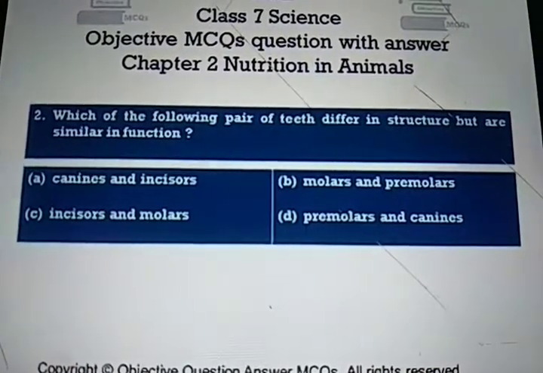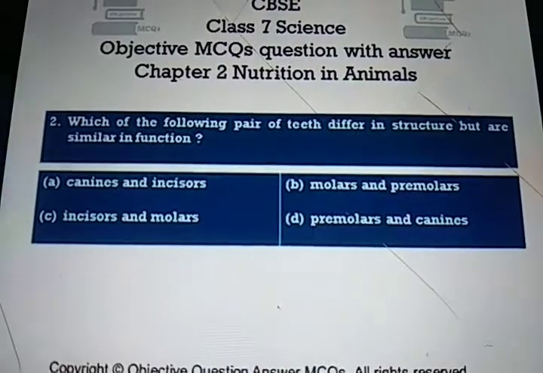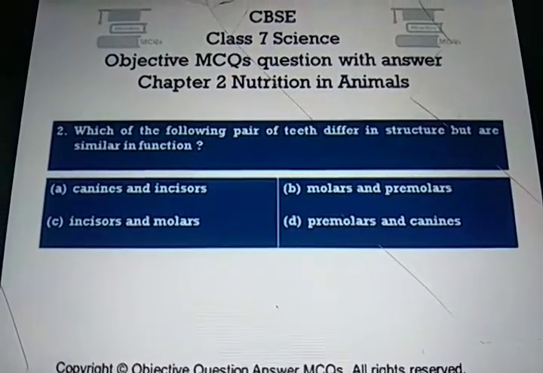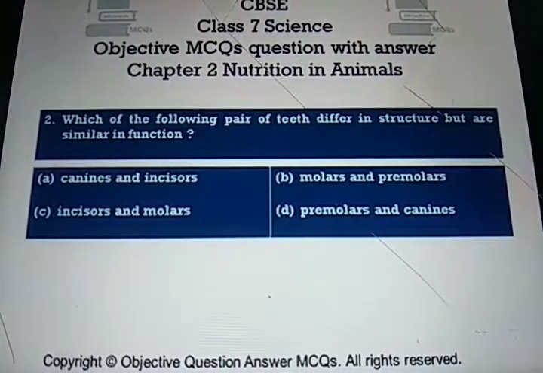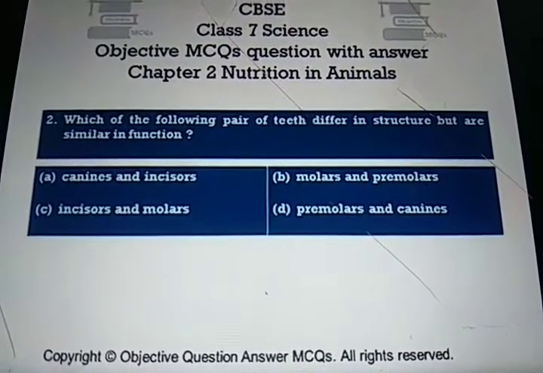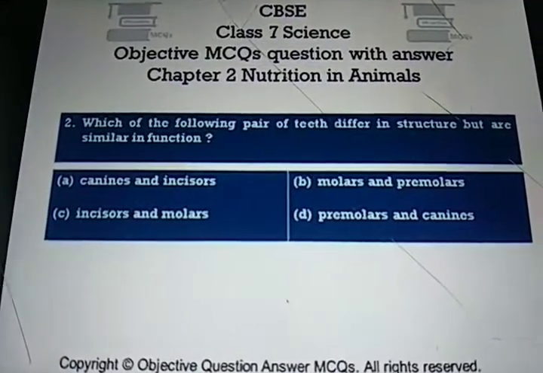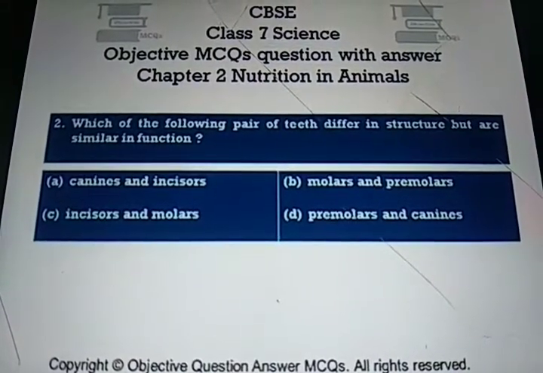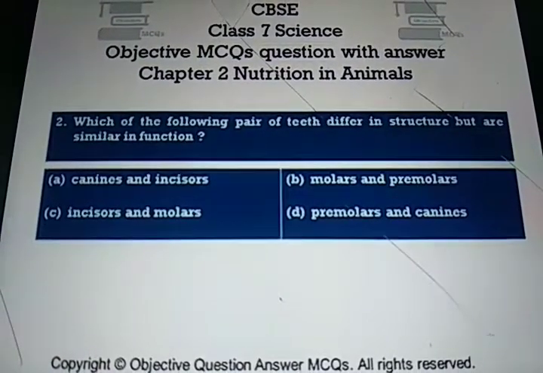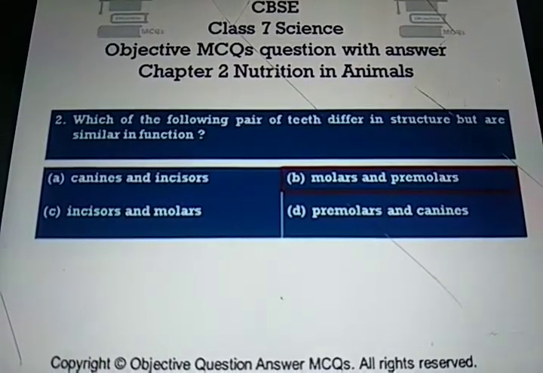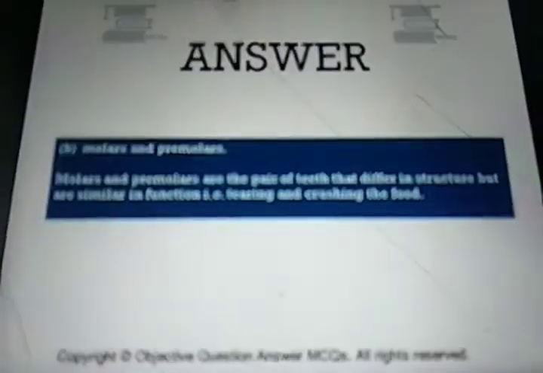Question number 2. Which of the following pair of teeth differ in structure but are similar in functions? Your options are A, canines and incisors; option B, molars and premolars; option C, incisors and molars; and option D, premolars and canines. And the right answer is option number B, molars and premolars.